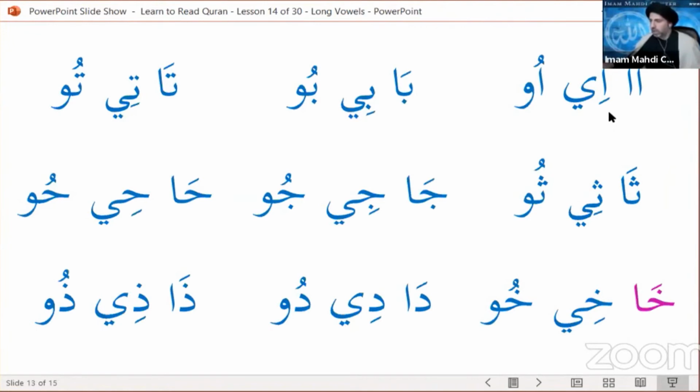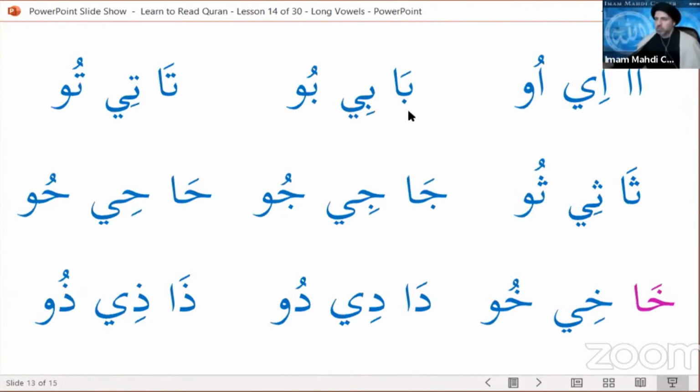So we're going to read each one of the letters of the alphabet with the 3 vowel sounds. So for example, here we have an alif with the alif long vowel sound, then an alif with a long ya vowel sound, then an alif with a long waw vowel sound. So we'll say a, e, u. So we have to practice, make sure we say the sounds long, not short. They have to be long. A, e, u. So let's continue with the next ones.